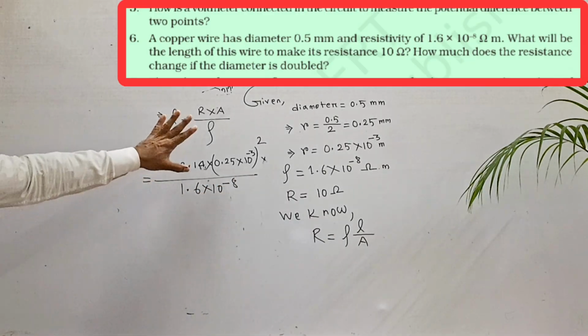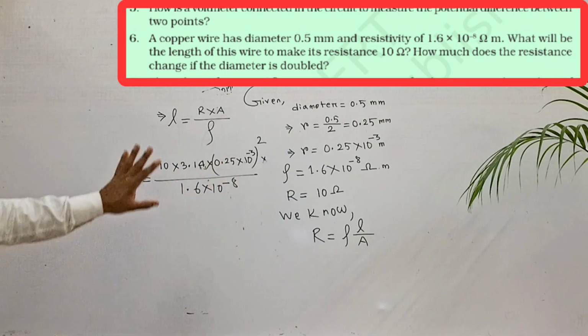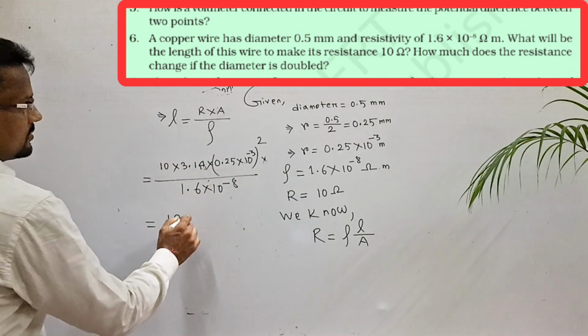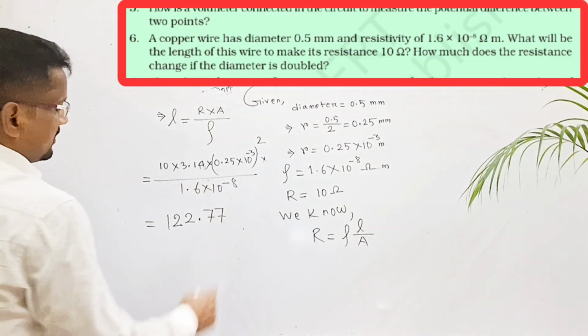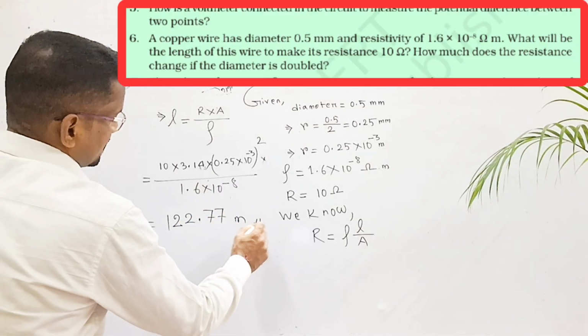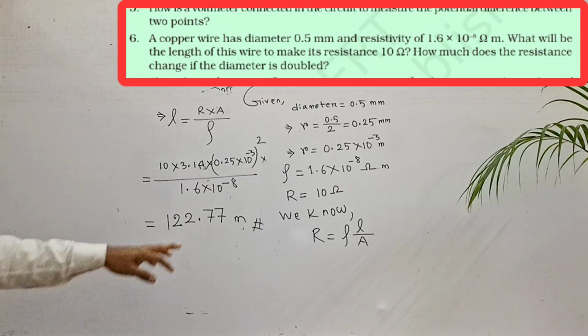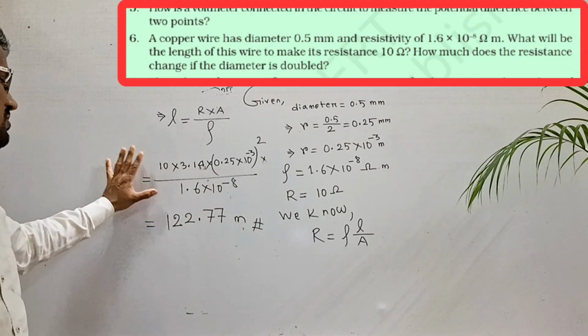So you have placed all the values here and just the calculation part is left. If you calculate this, your answer will be 122.77, and the unit will be meter. This is your answer, and I hope it's clear to you. You have to do this much simplification.